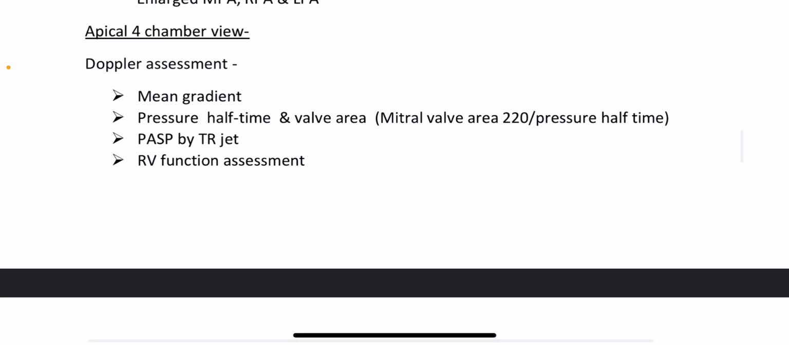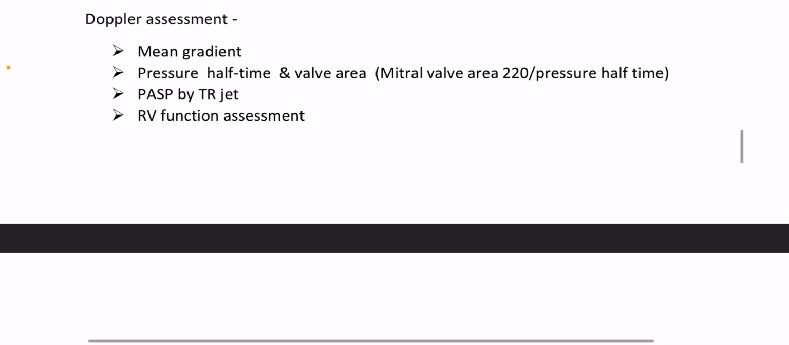What can we see in apical four-chamber view? Doppler assessment shows mean gradient, pressure half time and valve area. Mitral valve area is 220 divided by pressure half time. Pulmonary artery systolic pressure by TR jet.